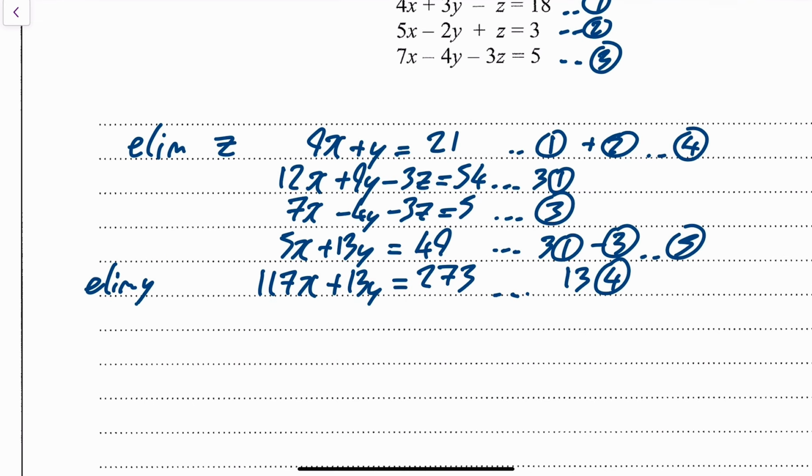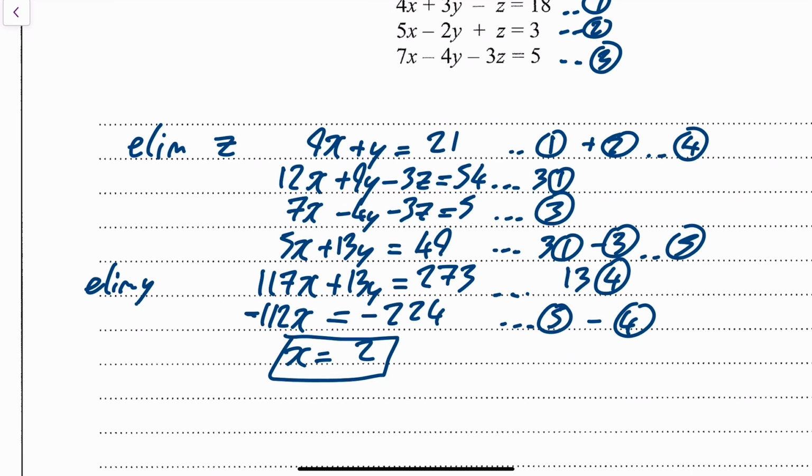We're going to subtract. So I'm just going to do my top one minus the bottom one. You might have wanted to do it the other way around, entirely up to you. But that would give you minus 112x is equal to minus 224. Then divide across by the minus 112, you'll get your x is equal to 2. I like to put it in a box.